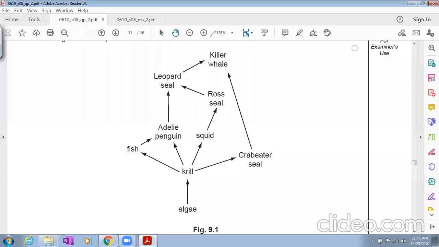You can also see it from this angle: for example, the Ross seal is decreasing, right? So there is no predator or fewer predators for squid, so squid will increase. When squid increase, more and more krill will be eaten by squid, so krill will decrease. When krill decrease, what will happen? Krill is food for fish, so there is less availability of food for fish, and the fish population will decrease.